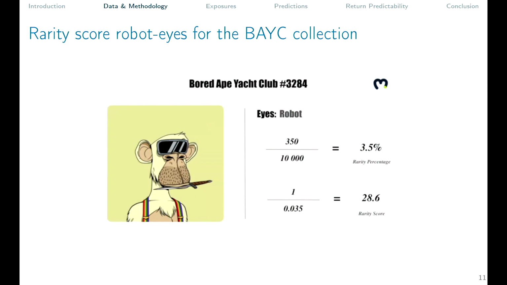All right, so let's just do some of this calculation. Let's do the eyes. It's robotic eyes. There are 350 apes with these eyes. There are 10,000 apes. So the rarity percentage is 3.5, and the rarity score is 28.6.